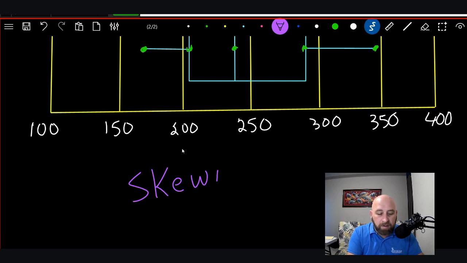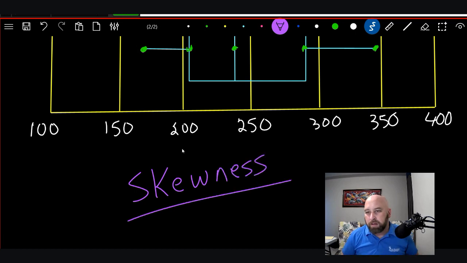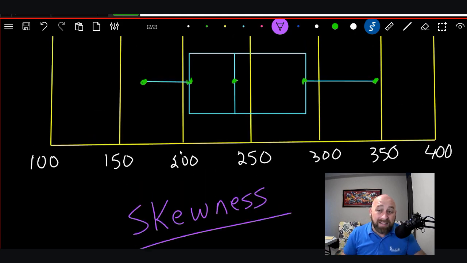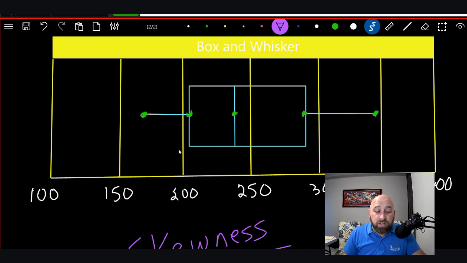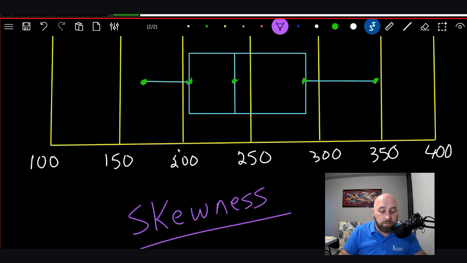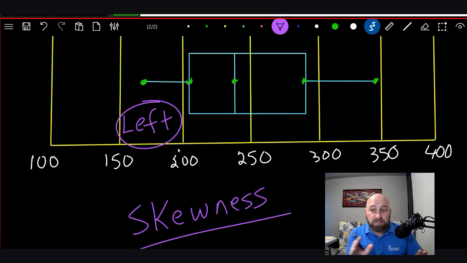S-K-E-W. And I'm going to write skewness because that's how they write it in the book. I don't like the word skewness. I've never used the word skewness in my life before, I don't think, but that's the way they write it in the book. Skewed, we use that word quite often. So this one has skewness, or it is skewed, and it is skewed left. So this one would be left skew. Okay, because the points are heavier on the left side.